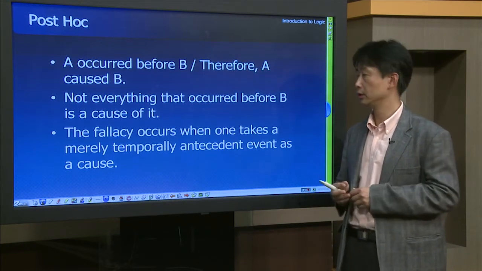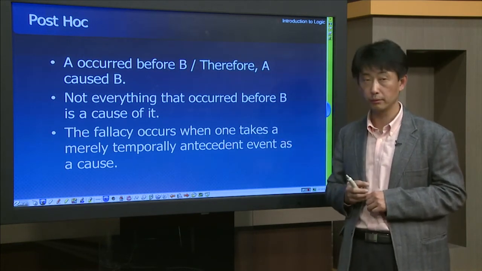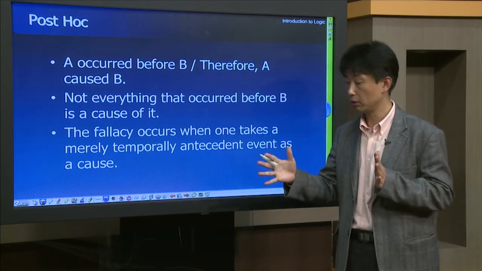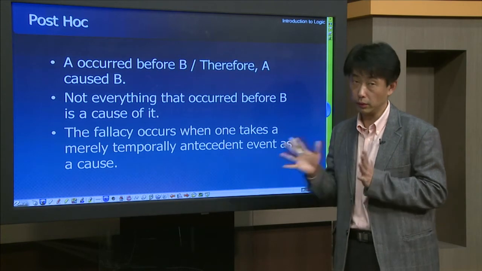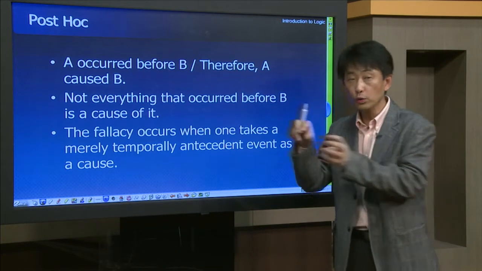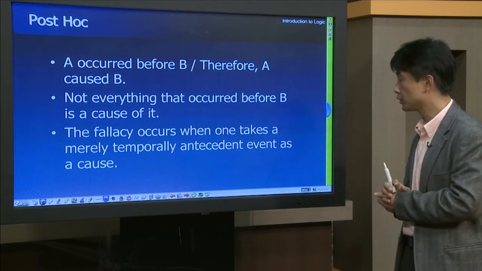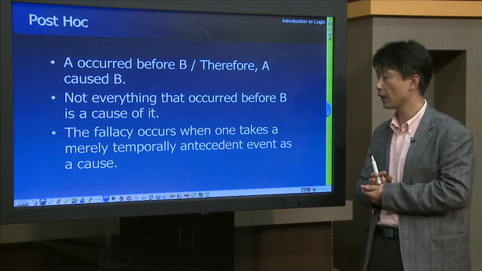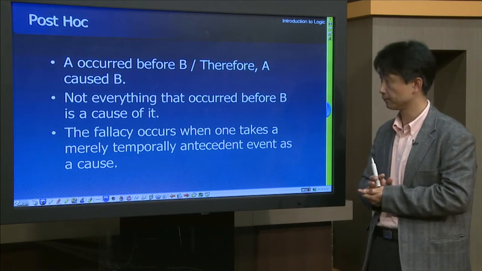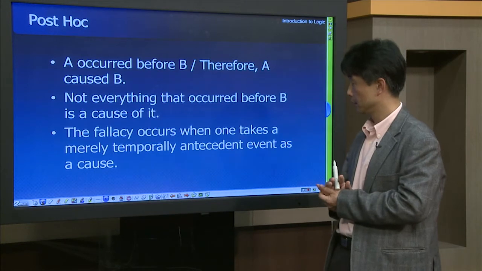In other words, not everything that occurred before B is a cause of B. Some events that occurred before another event, well, that doesn't necessarily mean that this antecedent event caused that event. The fallacy occurs when one takes a merely temporally antecedent event as a cause. That's post hoc.